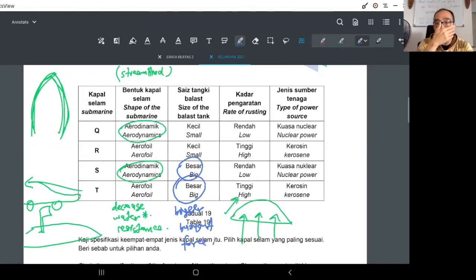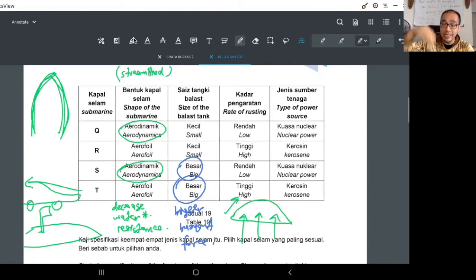Smaller ballast tank, and then they give the reason so that it's lighter. But the submarine is already so heavy, and it's supposed to be heavy because you want to go into deep water. Why would you want a light submarine? So that it's easy to carry. Wow, as if you're the one that's carrying it. No, think about the bigger purpose.